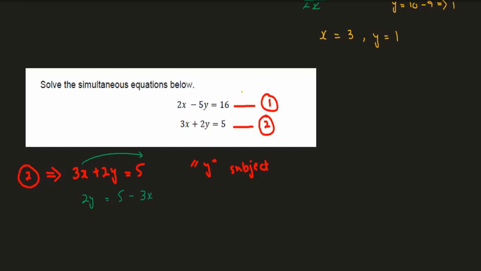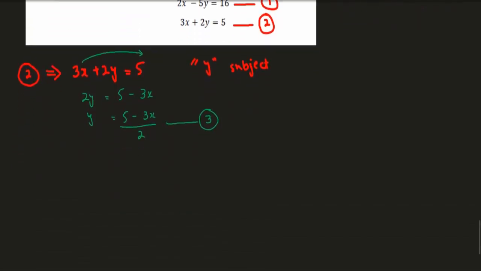Now you just see that y has a 2 here. 2 is being multiplied on this side. So if I have to isolate this y, when I take this 2 to the other side, it would divide. So y is equal to (5 minus 3x) whole divided by 2. I am going to label this equation as equation number 3.